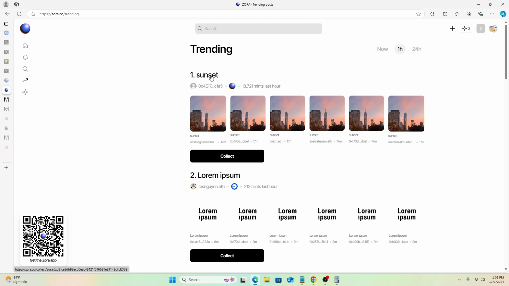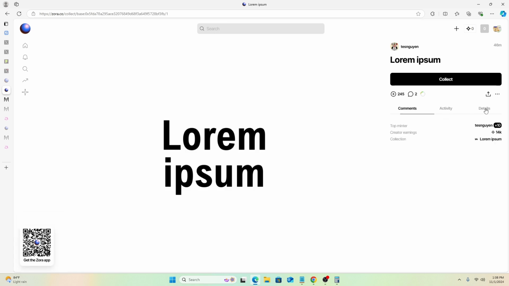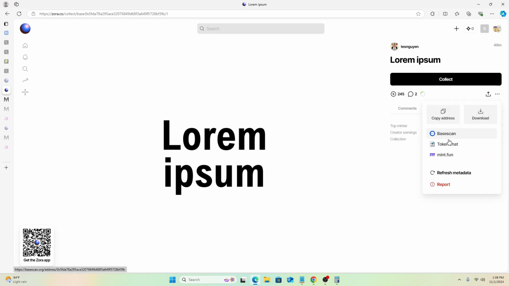Now you see the logo here. This is going to be on Zora, on Sunset, on Zora. This is going to be on Base. But logo aside, you can find out here from the details. No, not the details here. You'll see Base, the contract address for this post or NFT is on Base Scan.